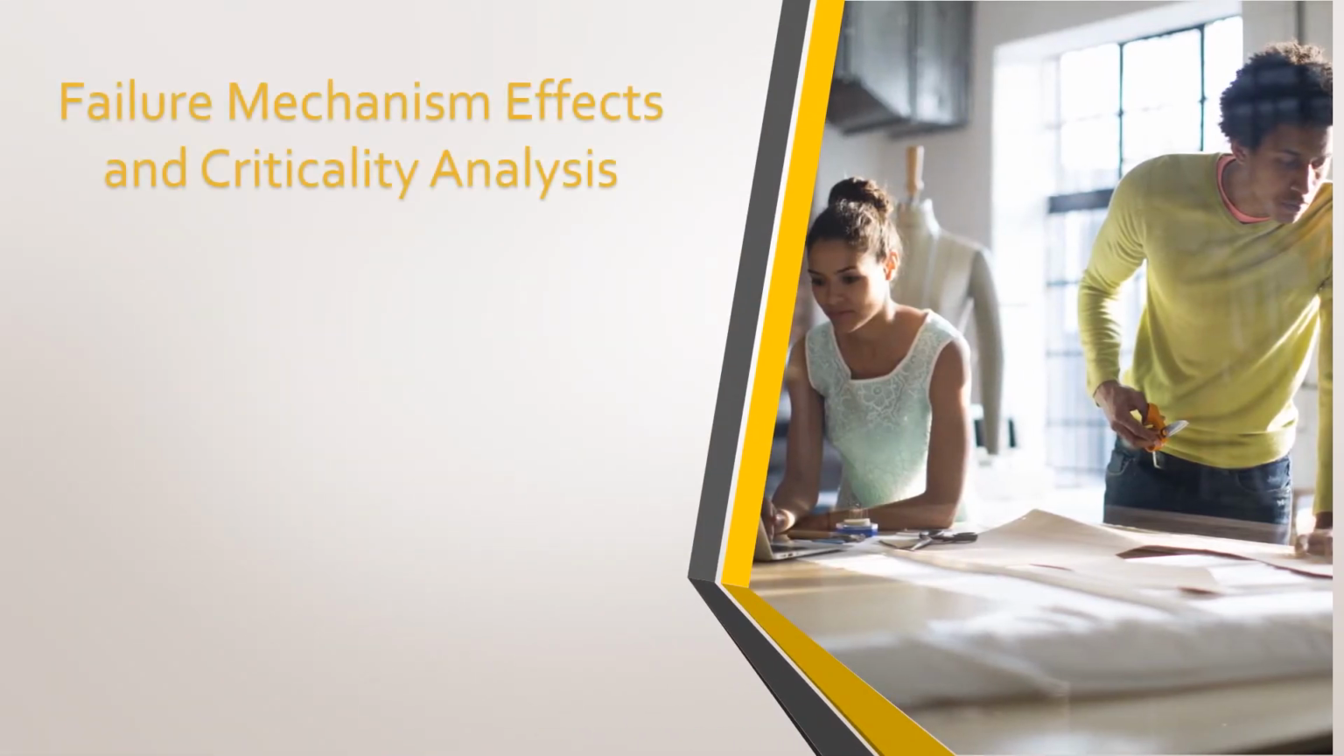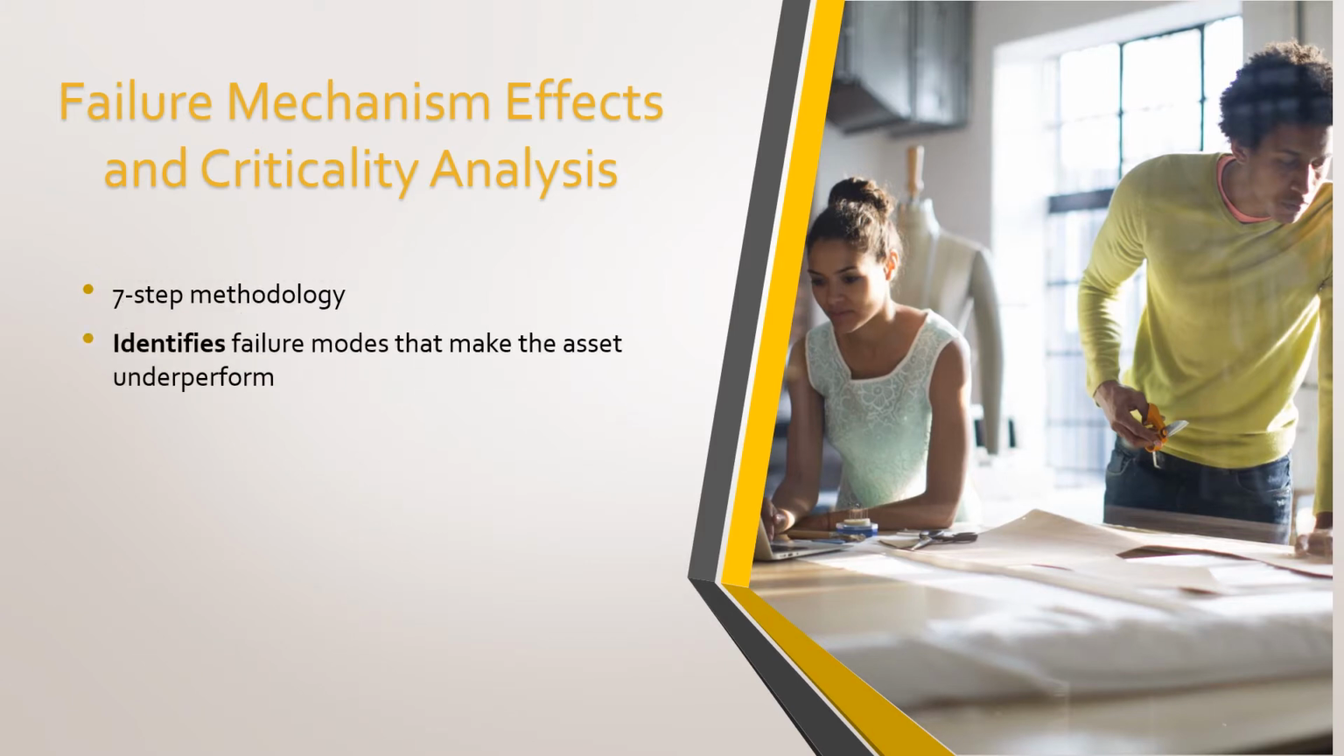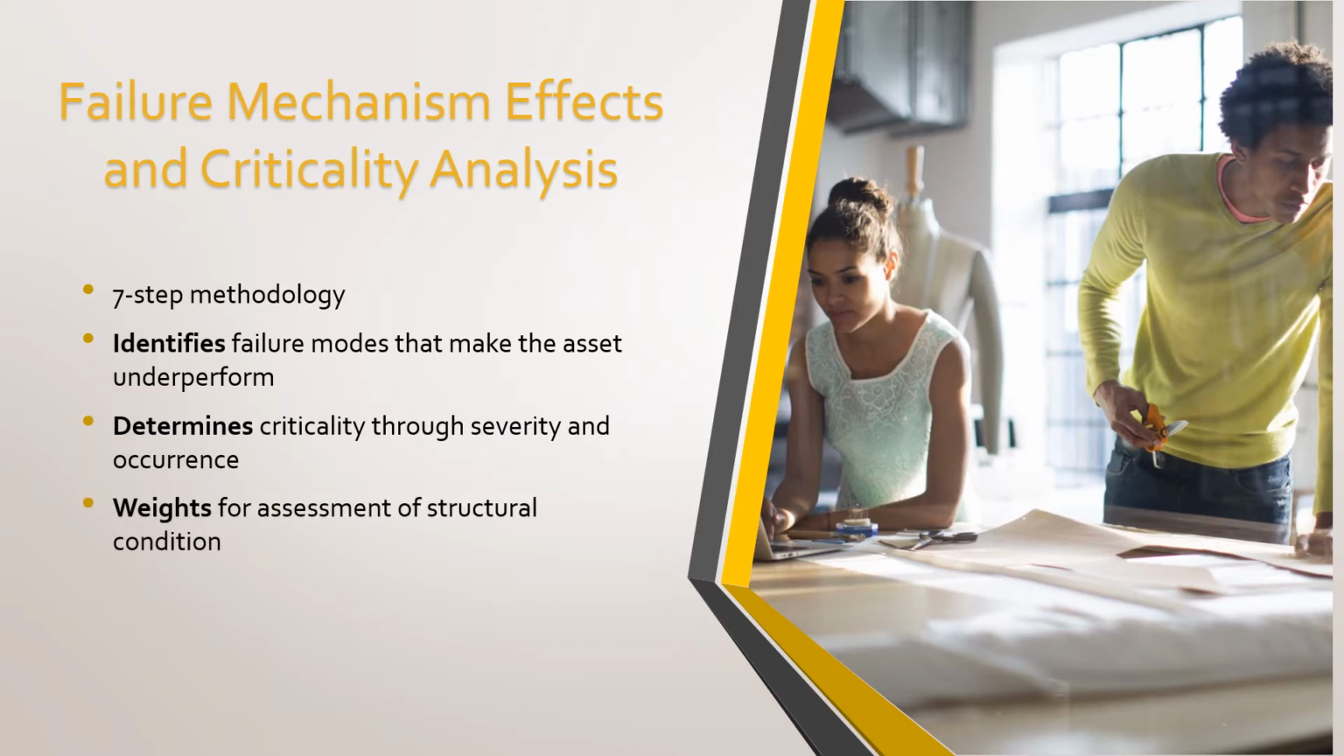The failure mechanism effects and criticality analysis is a 7-step methodology. It identifies failure modes that make the asset underperform and determines criticality of elements through severity and occurrence. It ends with weights for the assessment of structural condition.